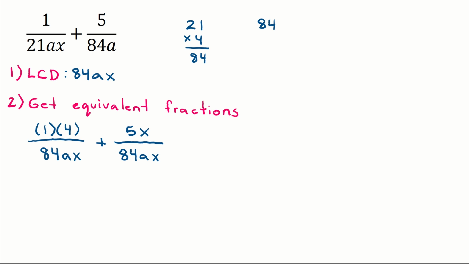That gives us our equivalent fractions, which means we can now add these together. When we add them together, our numerator becomes 4 plus 5x, and our denominator becomes our lowest common denominator, which is 84a. Let's look at a second example.